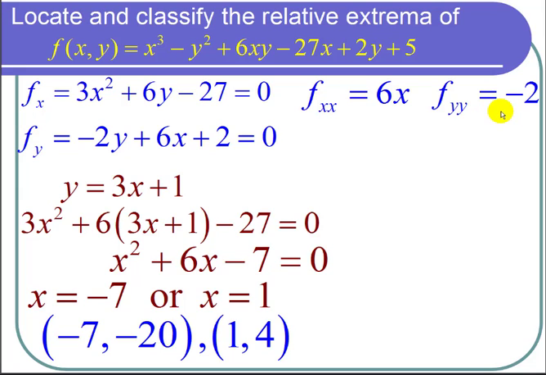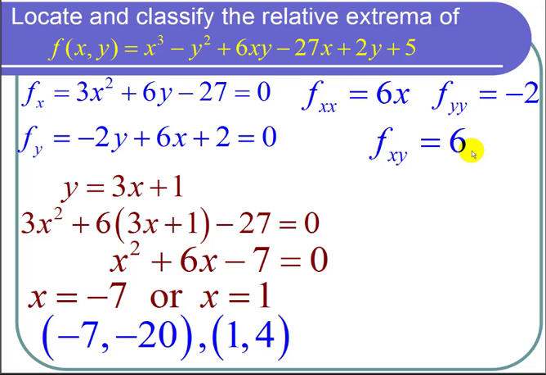And then finally I do the mixed partial derivative, so I can find the partial derivative with respect to y of f x, and that's 6. Or by the way, I can take the partial derivative with respect to x of f sub y, and that's also 6. The mixed partials are always the same in either order. So I get f x y equals 6.